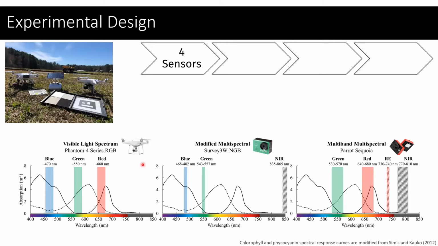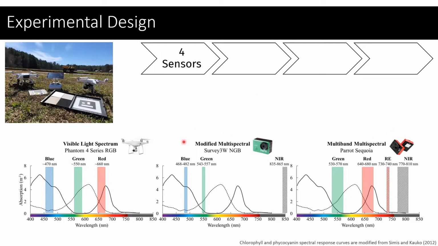We had 4 sensors available to us. Two of them were the visible light spectrum RGB sensors on board our Phantom 4, which is this one, and our Phantom 4 Pro, which is this one here. And here we have the absorption across the different wavelengths. Here is the spectra for chlorophyll, and this is the spectra for phycocyanin. You can see how they overlap with our measured wavelengths.